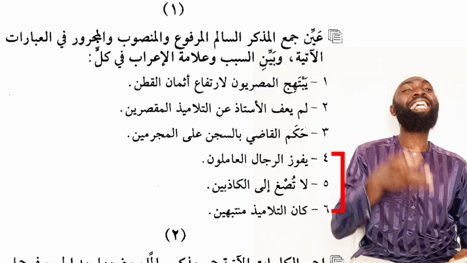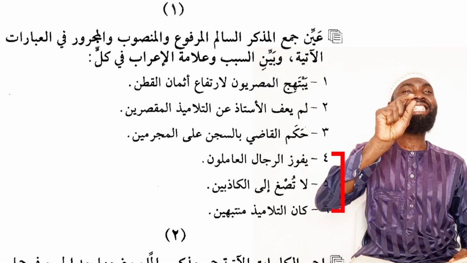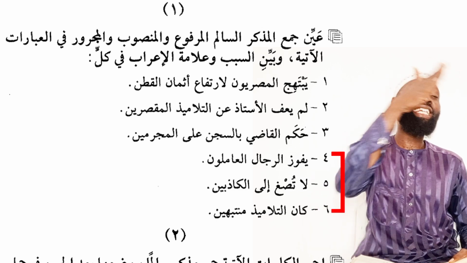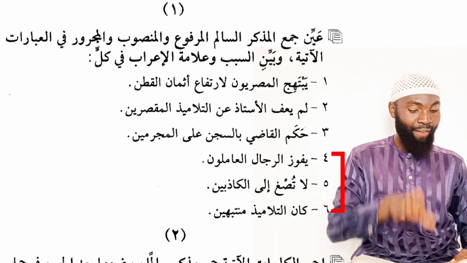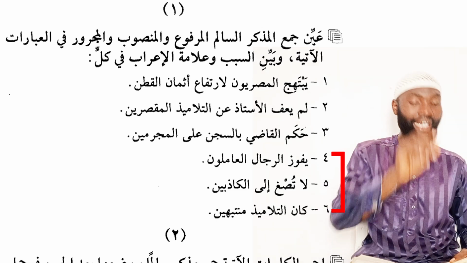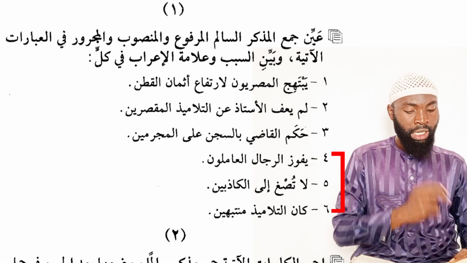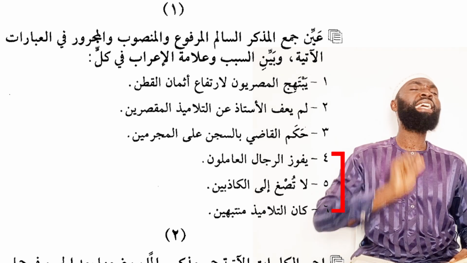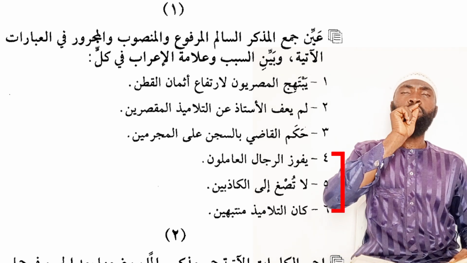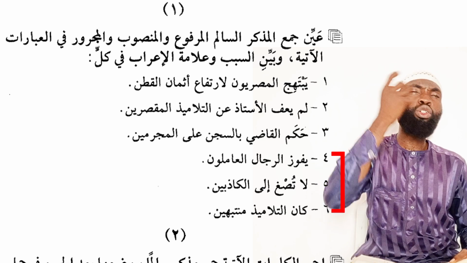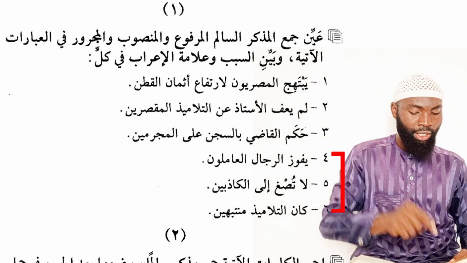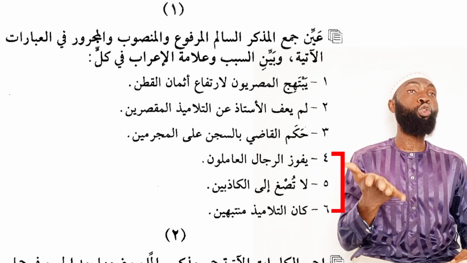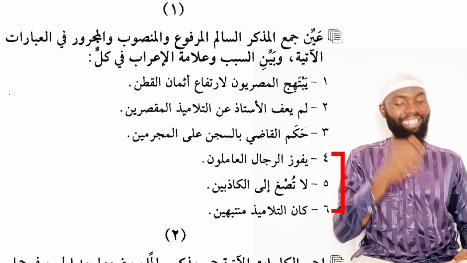So here we have al-'amilun. It is coming also as na'at, an adjective, and it is following the word it is qualifying. Therefore, it has wa as a sign of declension, because it is marfu'. Number five, we have la tusghi ila al-kadhibin. Do not listen to those who are liars, to the liars. So al-kadhibin is coming as majrur by harf jarr, and the sign is ya.